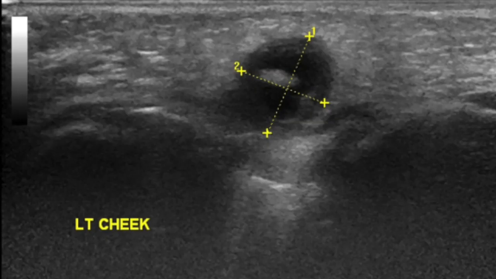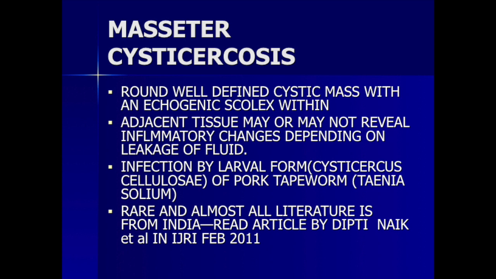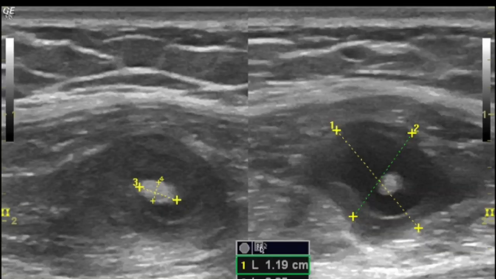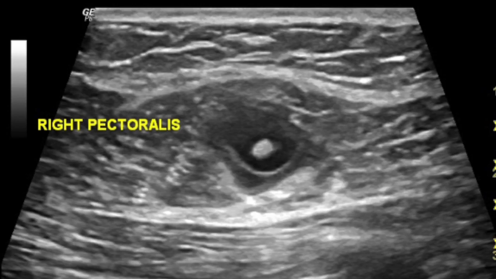Case number 9, a teenager presenting with left cheek enlargement, and you see a hypoechoic area. What is it? Here's your clue. Masseter cysticercosis. Well-rounded, well-defined cystic mass with an echogenic scolex within. The adjacent tissue may or may not reveal inflammatory changes depending on leakage of fluid. It is caused by infection of the larval form cysticercus cellulosae of the pork tapeworm Taenia solium. It's rare, and almost all literature is from India. Another case, this time in the right pectoralis muscle, but an absolutely typical or pathognomonic ultrasound appearance.